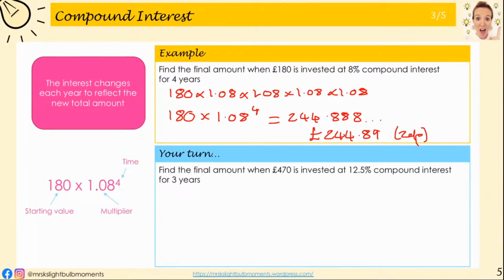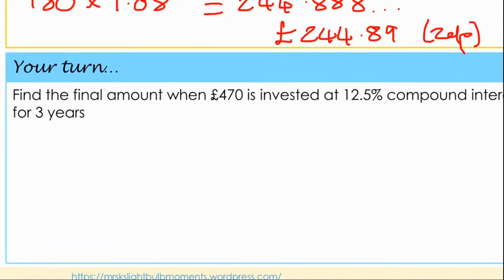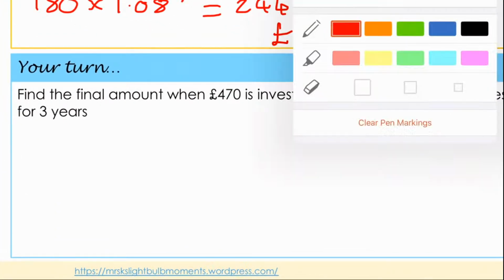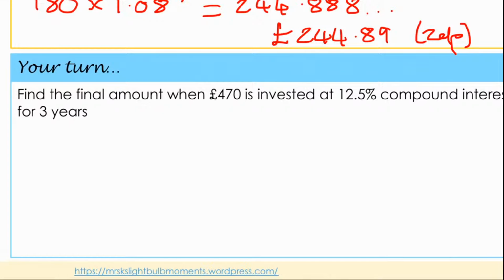All right, should we have a look and go through this one together? Just going to zoom in so I can write on that a bit easier. Right, so this time our starting value is 470. We're increasing by 12.5%. So our multiplier is 1.125, 112.5%. For 3 years, so our power is 3.